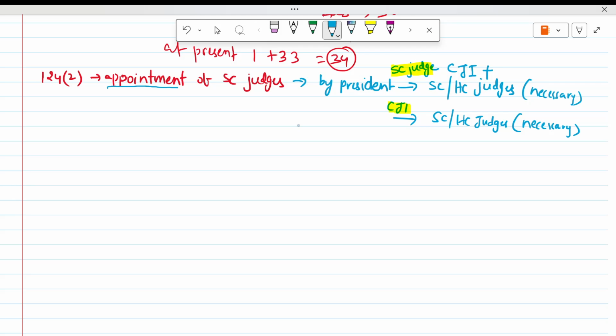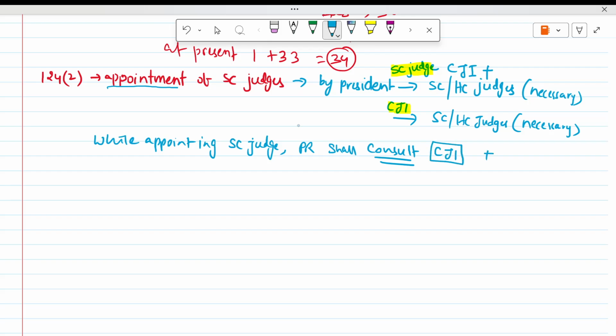So here what does it say? The President, while appointing a Supreme Court judge, shall consult the CJI mandatorily, plus Supreme Court and High Court judges as he feels necessary. Here the President shall consult the CJI. This is mandatory. This is obligatory as per the Constitution.